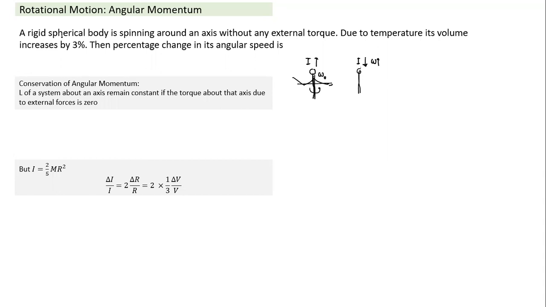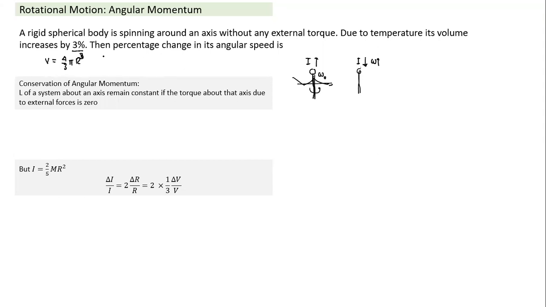So let's take a rigid spherical body spinning about an axis without any external force. Due to a change in temperature, its volume increases by 3%. So temperature increases, thermal expansion takes place, and as the volume increases, naturally the linear dimensions also undergo change. The sphere volume is 4 by 3 pi r cube. So there's a 3% change in volume, so there has to be a 1% change in radius also. What is the percentage change in angular speed?